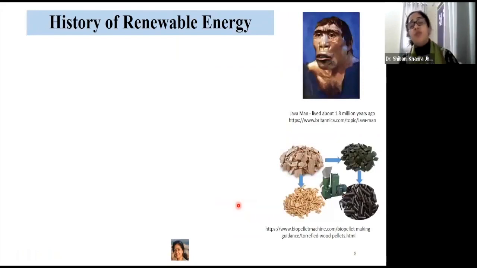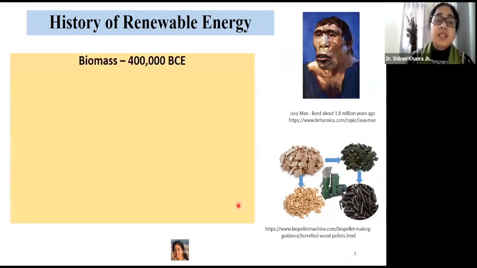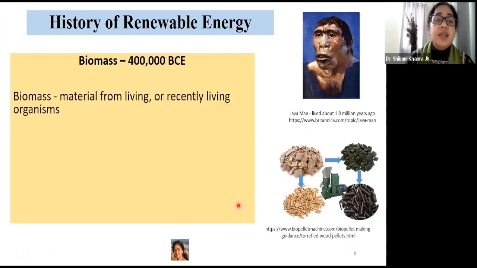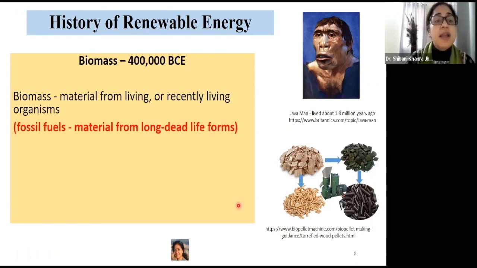So before moving into discussing the geothermal energy scope, let us have a small glimpse of the history of renewable energy. As we understand, biomass is one of the forms of renewable energy. It is credited to, since the civilization we have on this earth, it has been identified as far back as 400,000 BCE. So we understand what biomass is. It is the form of energy which is obtained from material from living or recently living organisms, unlike fossil fuels, which are materials from long dead life forms. So coal is one example of a fossil fuel.